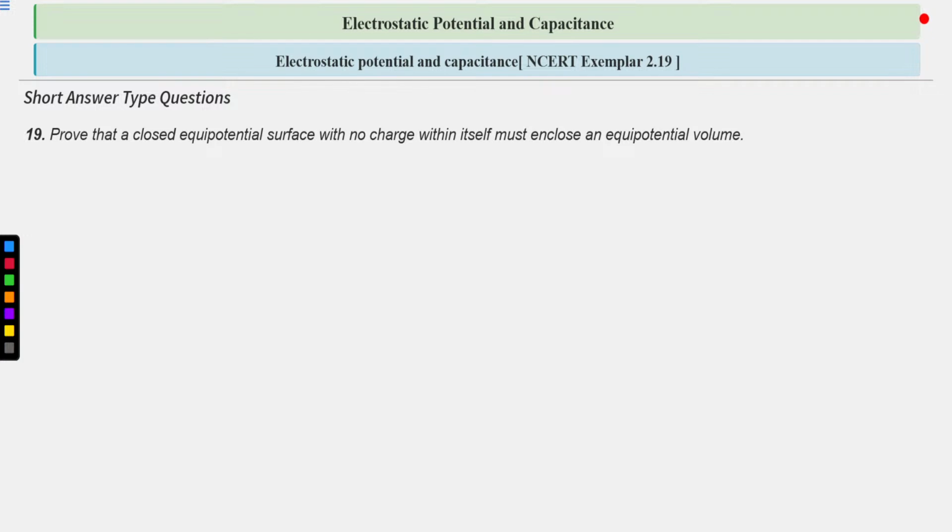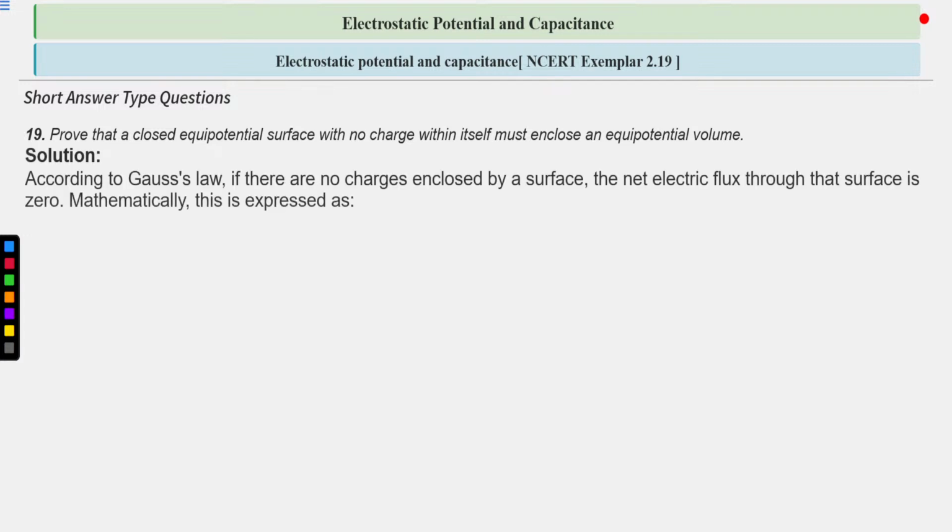So if there is an equipotential surface, the volume enclosed by that equipotential surface must enclose no charge within. Okay, so we have to prove this. So how will we prove this? According to Gauss law, if there are no charges enclosed by a surface, the net electric flux through that surface is 0.